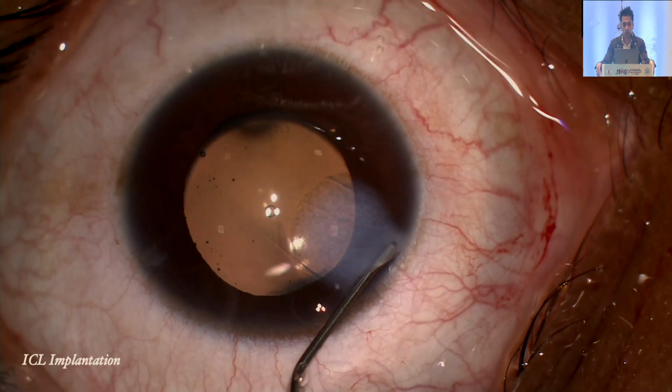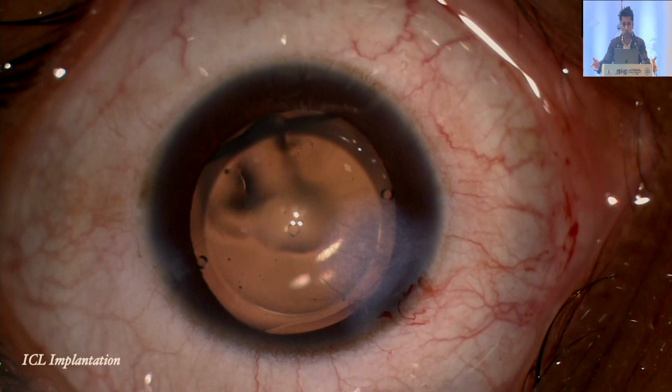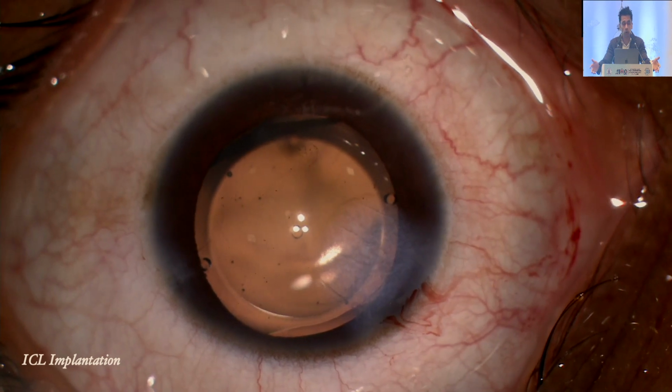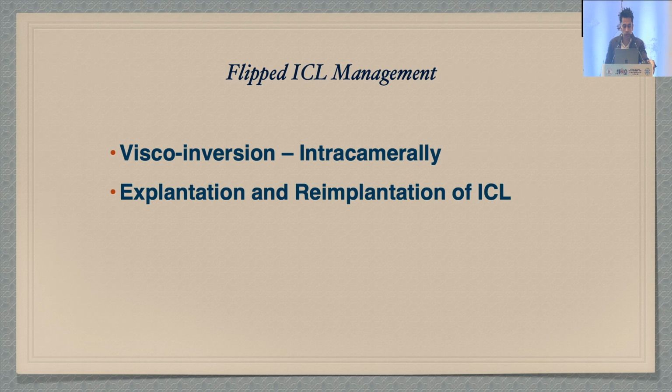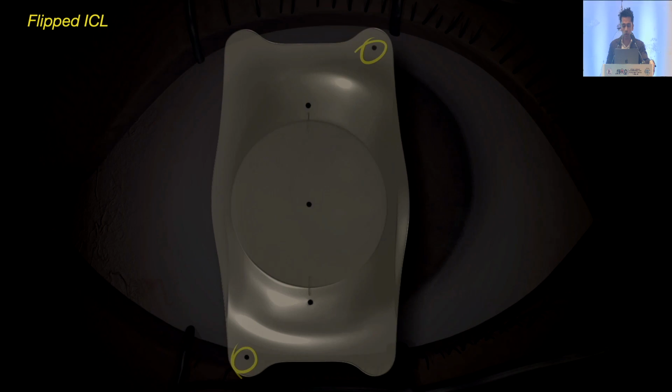Once that is done, you irrigate the fluid. I use a Simcoe cannula. I know the rest of the world doesn't use it, but it's quite controlled in these scenarios, especially when you want to go under the lens and so on. That really helps. If you have a flipped ICL, one technique that we talk about a lot, and I know it's a slightly cringy topic to talk about, is visco inversion.